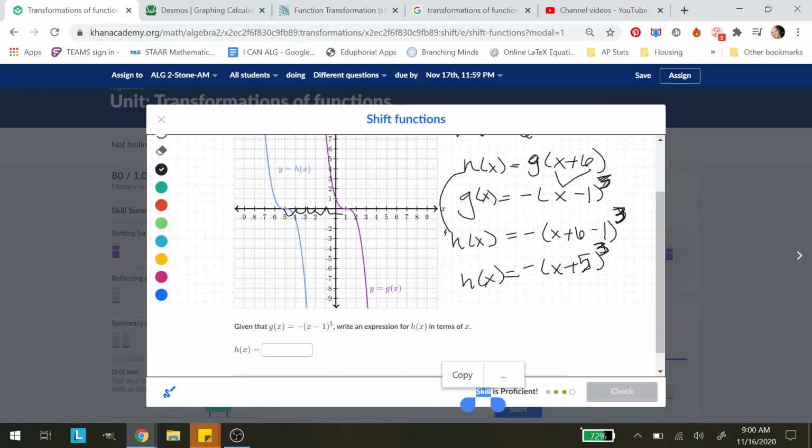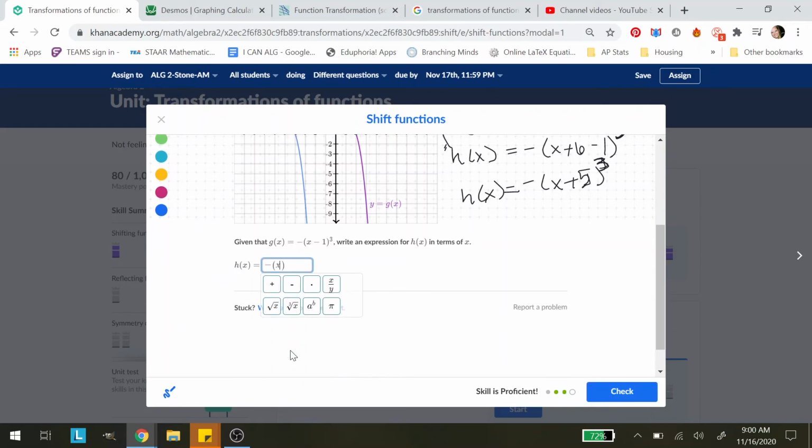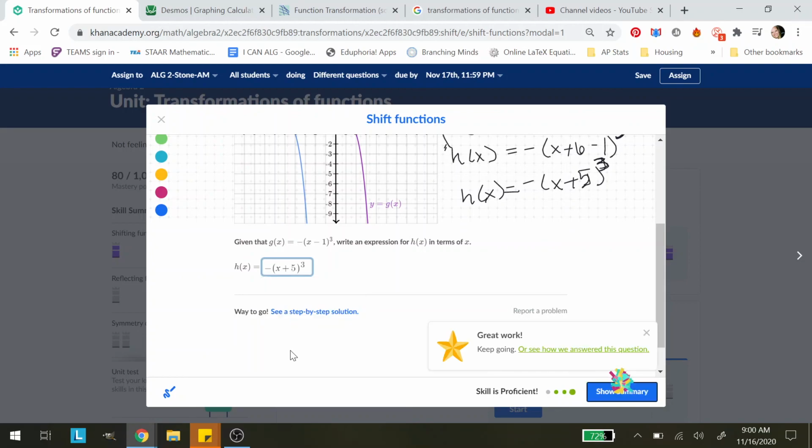And then to type this in really simply, I'm going to say negative, it's by the 0 on your keyboard, parenthesis x plus 5, which is over the equals, up by the 0. And then to get a power, if you press shift 6, it gives you an exponent, and press 3. And that's it. Ta-da! Good luck, guys!